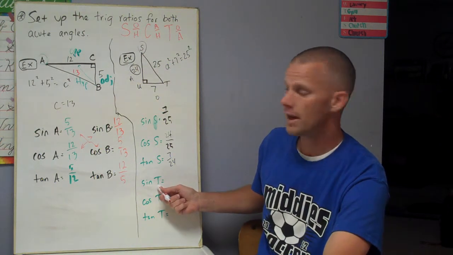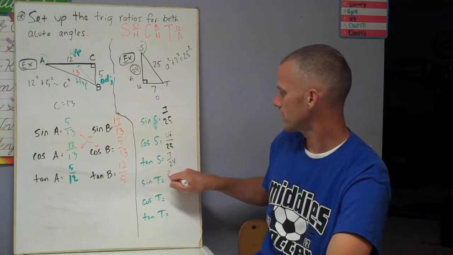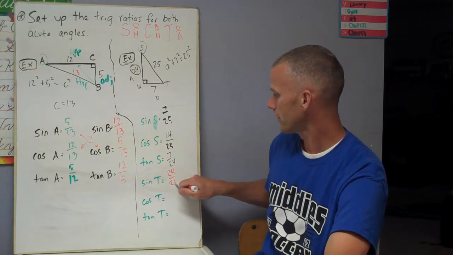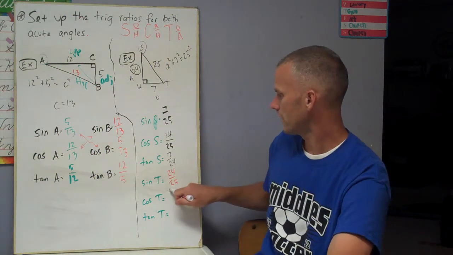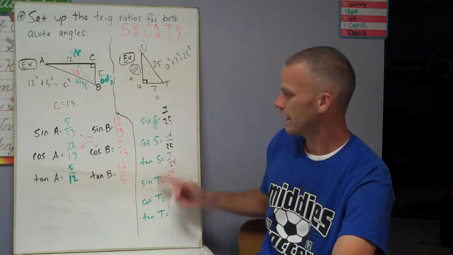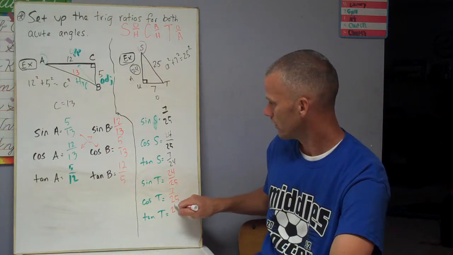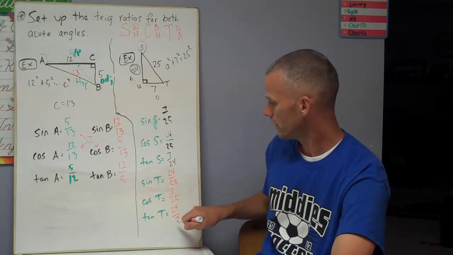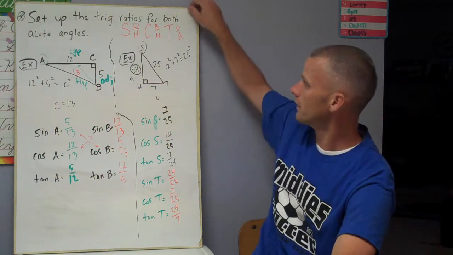Sine of T, same thing as, that's right, cosine of S. So that means that this is going to be 24 over 25. Cosine of T, same as the sine of S, so that's 7 over 25. Tangents are just going to be what? That's right, reciprocals. So this is going to be 24 over 7. Alright? Hopefully you've got the hang of it.